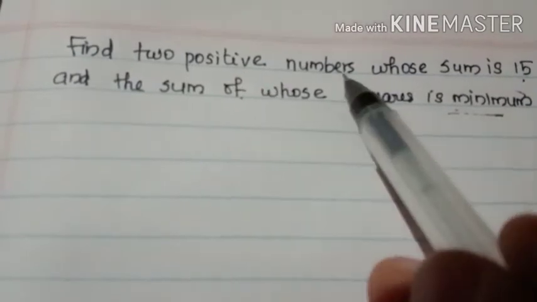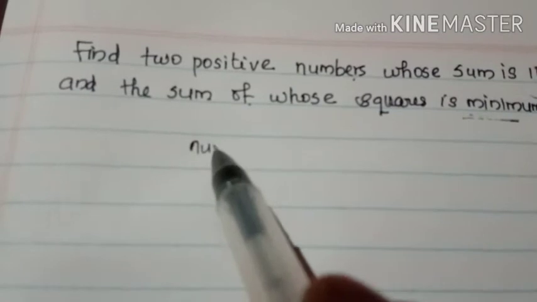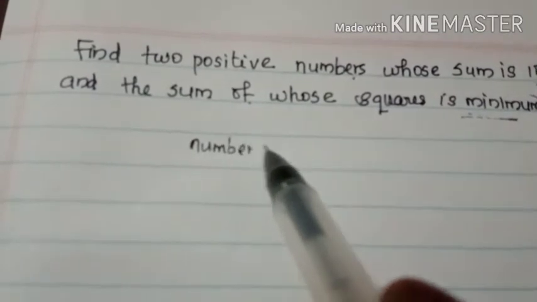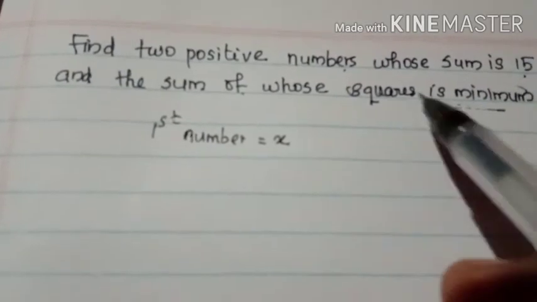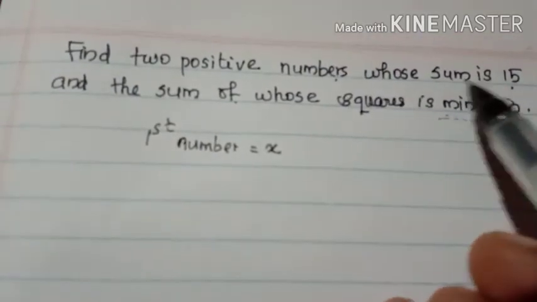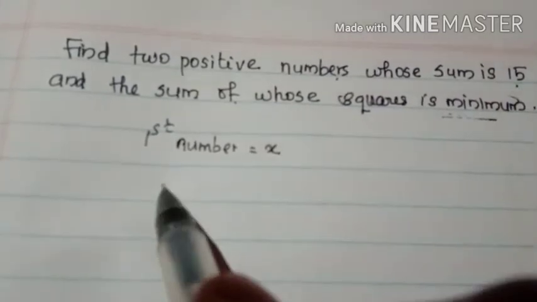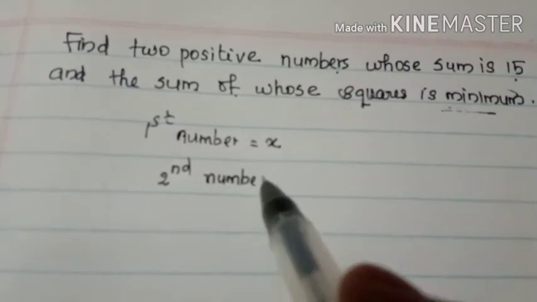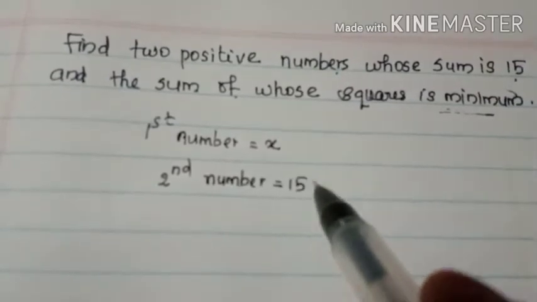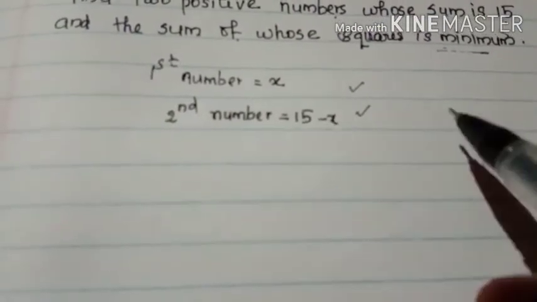Two positive numbers. Let us take one number as x. Now, whose sum is 15? The sum of the two numbers is 15, so clearly the second number is 15 minus x. So we have two numbers, x and 15 minus x.